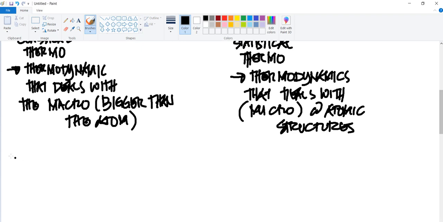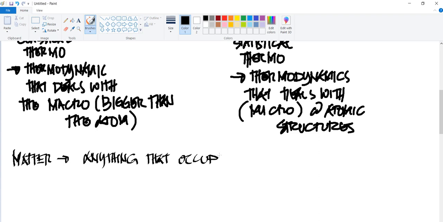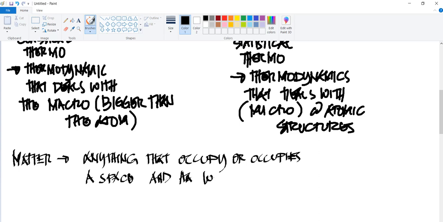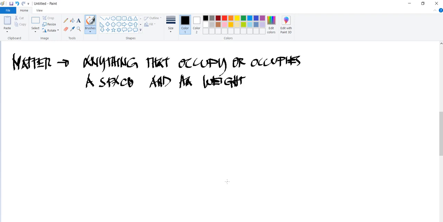Then we have the definition of matter. Okay, let's pause this one first. We have the definition of matter. So matter is defined as anything that occupies a space and has a weight. Okay.